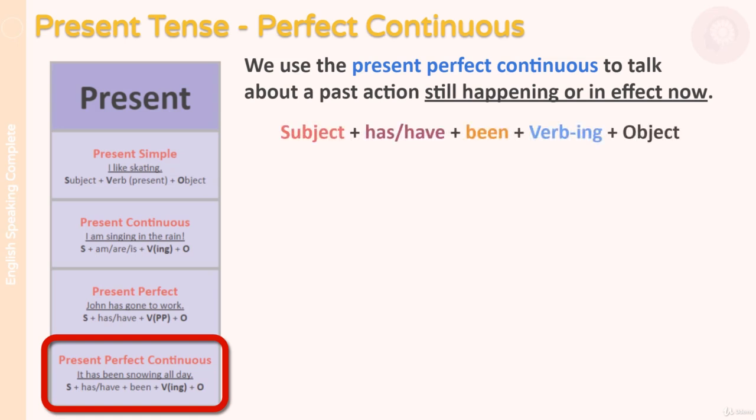So let's see an example. Of course, subject plus has or have plus been plus the gerund, our verb ing, and then the rest of the sentence, the object. So let's see this. You have been learning English today. So at some point in the past, you started learning English and you are still learning now. How do I know this? Because you're watching the video, you're listening to me speak now. You have been learning English today.